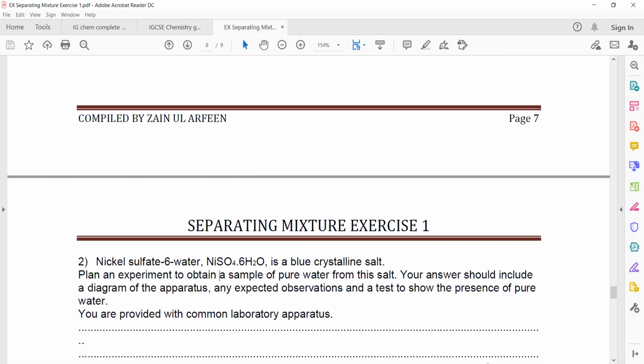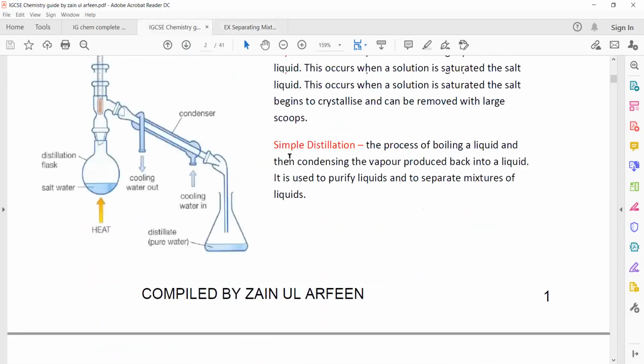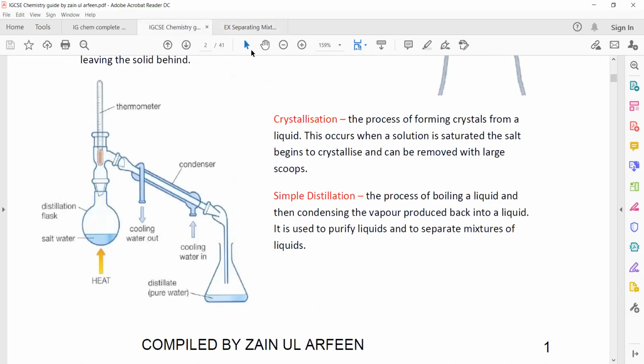So we will use simple distillation. Here we will have the hydrated crystals of nickel sulfate, and we will supply heat energy so they release the water. That water will condense and be liquefied at this point.